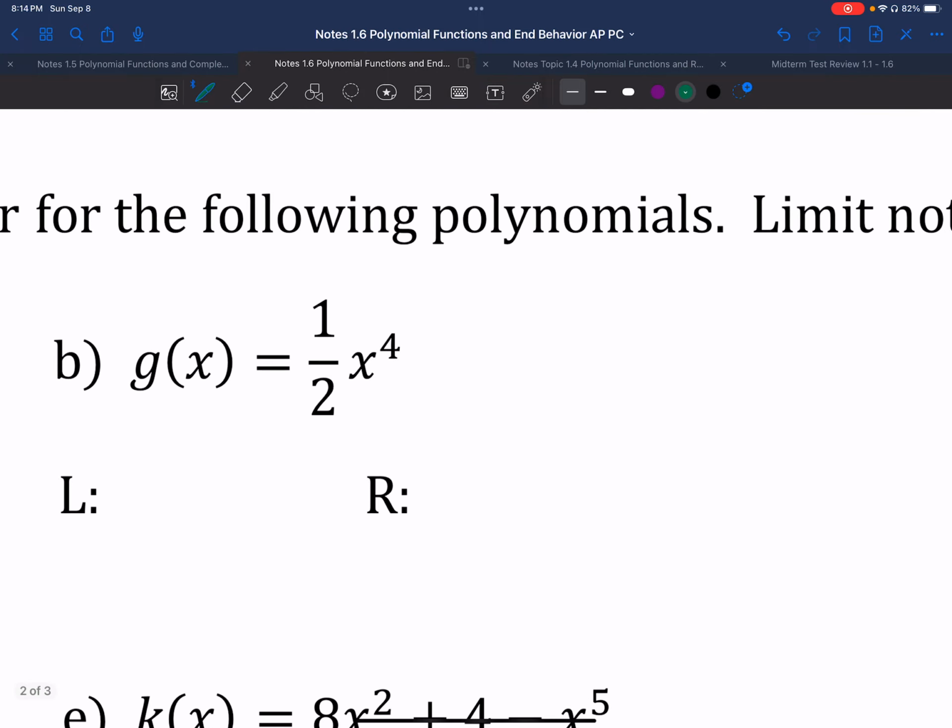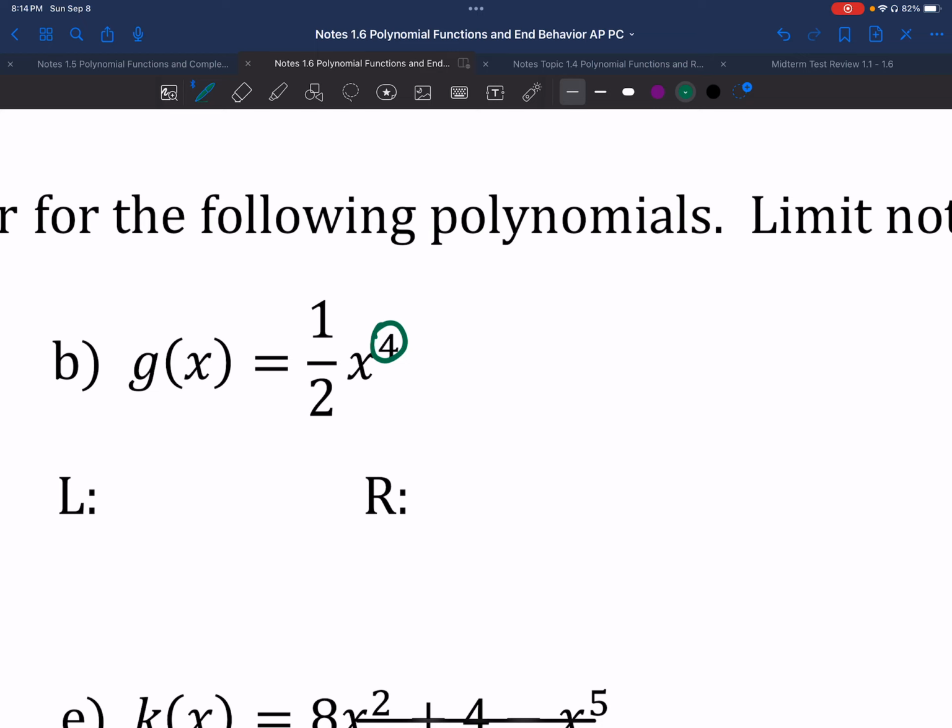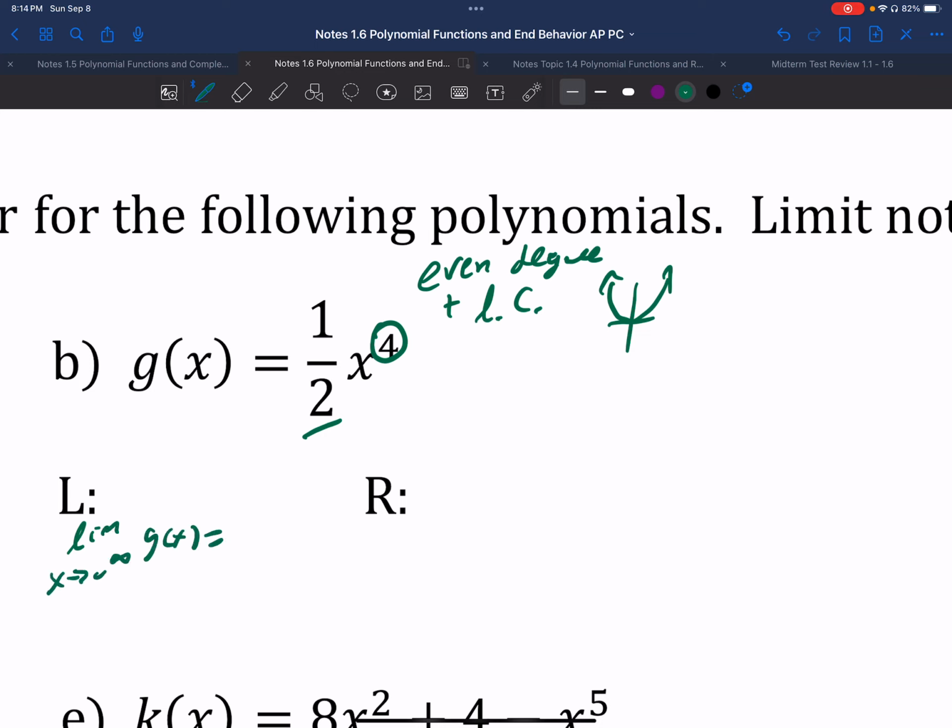Okay, now let's look at b. I see that I have an even degree polynomial. So I know both of my limits will be the same. And then I see that I have a positive leading coefficient. So again, that will look like a parabola. So I'm just going to draw it here so I don't have to go back. And then both of my limits will be infinity. So the limit as x approaches negative infinity for g of x is equal to positive infinity. For the right, the limit as x approaches positive infinity for g of x is also positive infinity.